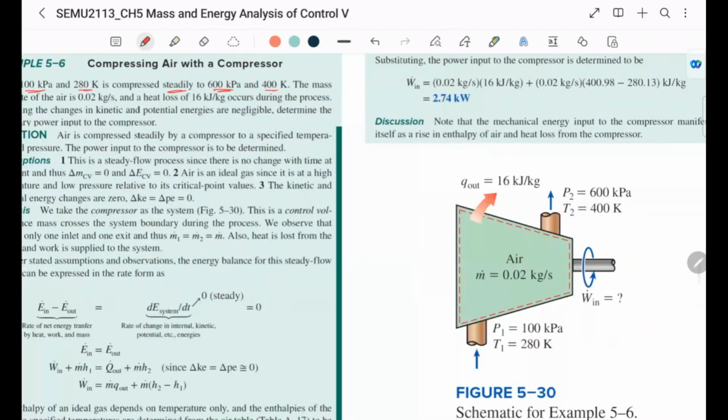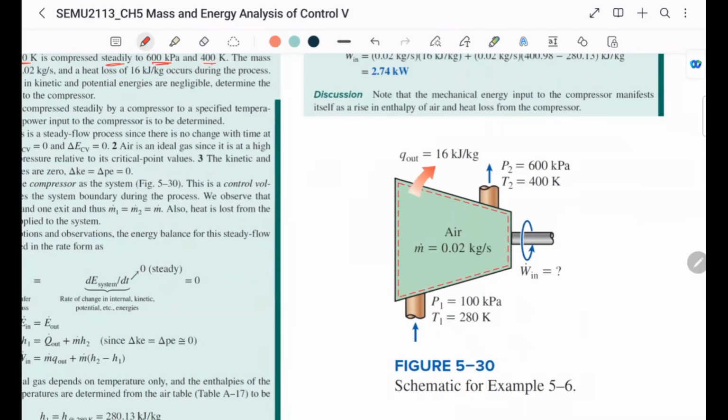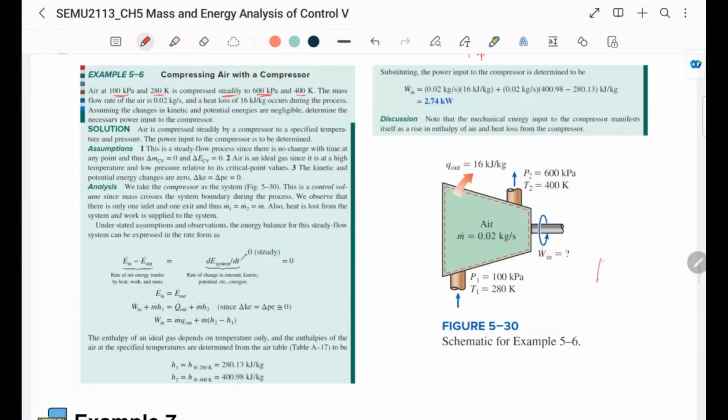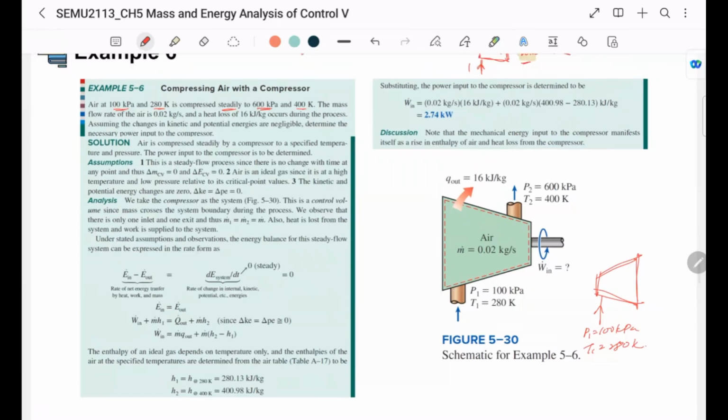And this diagram, the way they draw it is not correct, so let me just redraw it. It should be like this. This is going in. So P1 is 100 kilopascal, T1 is 280 Kelvin, and going out is P2, 600 kilopascal, T2, 400 Kelvin.